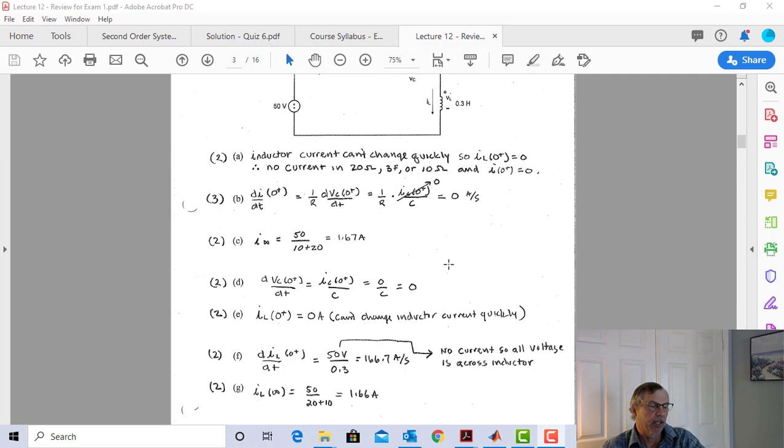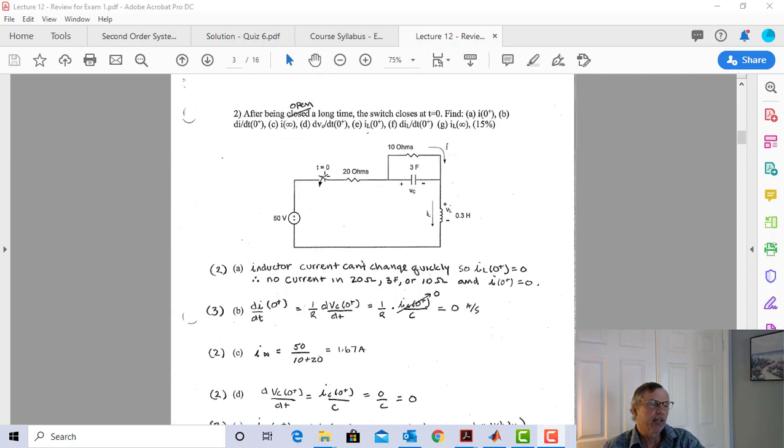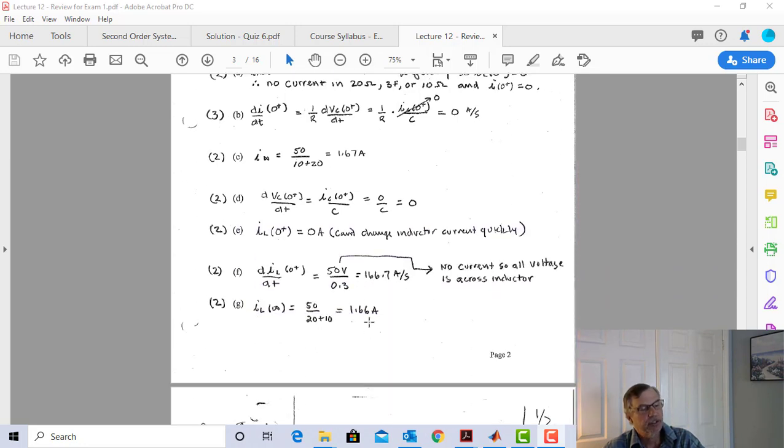Now let's get I sub L of infinity. At time equals infinity, the switch is closed and the capacitor has no current through it. The inductor has no voltage across it. So the voltage here is 0, the voltage here is 0. So my current path is going this way. So the current in that inductor is just going to be 50 divided by 20 plus 10, or 50 divided by 30. And that's going to give us 1.66 amps.